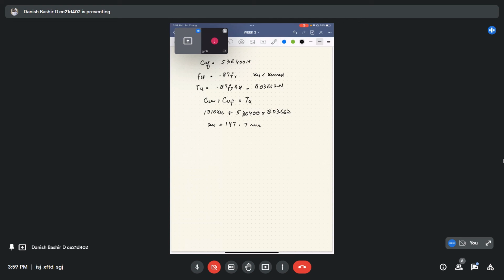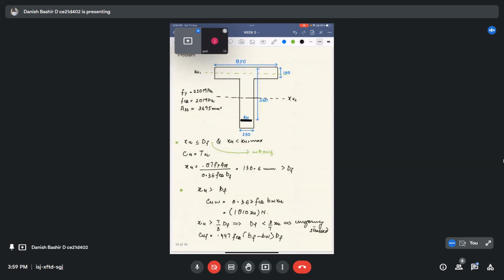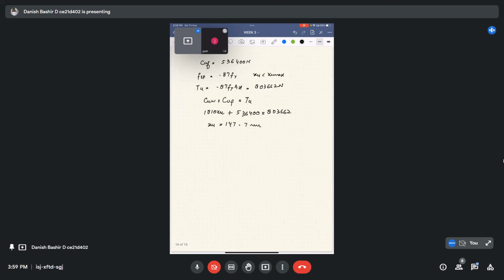Now we got the XU. We have to check whether this XU is also satisfying this assumption or not. XU is greater than 7 by 3 DF. Now let us calculate the 7 by 3 DF value. DF is 100. 7 by 3 of 100 comes out to be 233.3 mm. Clearly, the XU calculated is not greater than 7 by 3 DF.